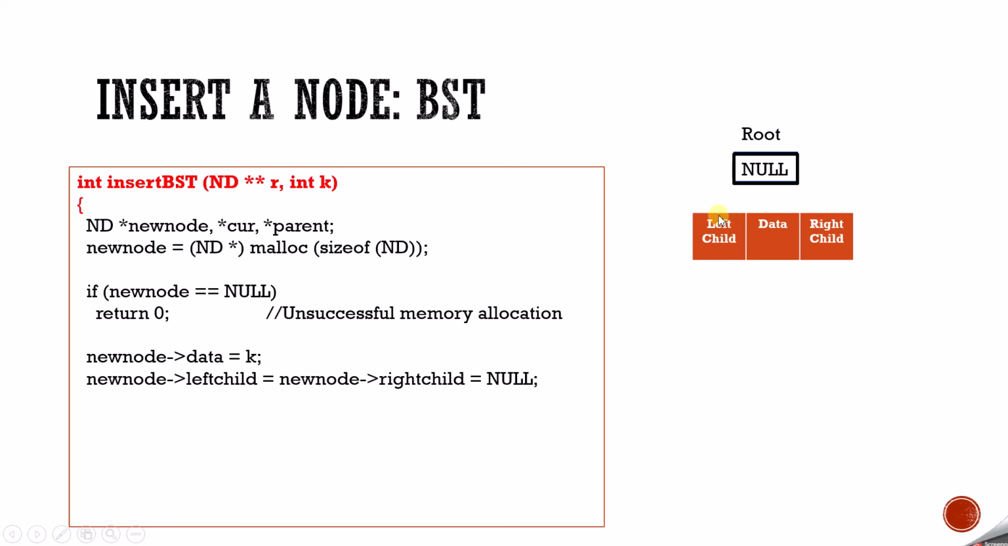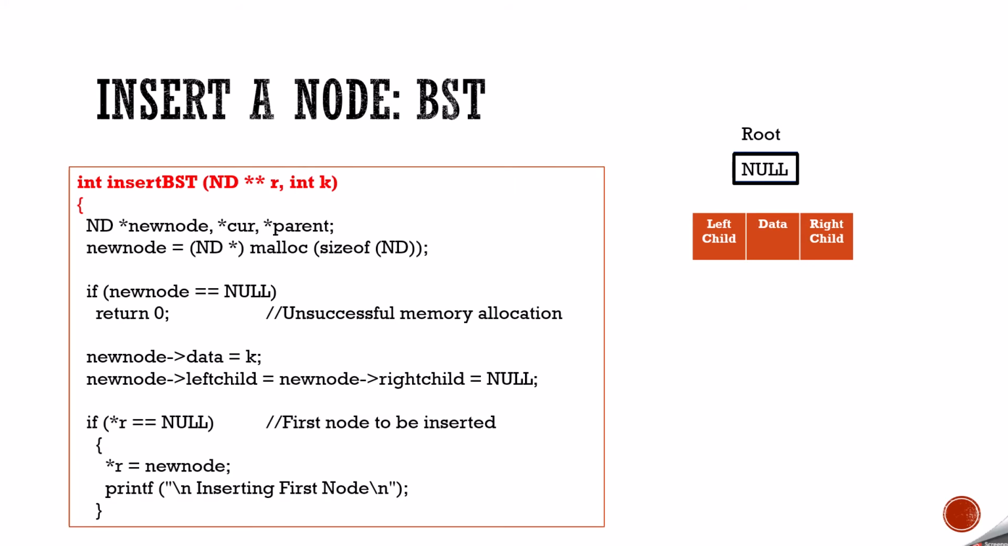So while initializing, I'll initialize the data part with the value that I'd like to insert, and then left child and right child are initially going to be initialized with null. So this is what I am going to do for creating a node and initializing that node. Now I have to link it with the tree. So first thing is that obviously at the very beginning, when there is no existing tree available, so if it is the first node, the root node I am trying to insert, then how will I check whether it's a first node or not?